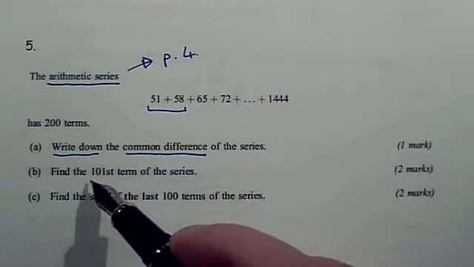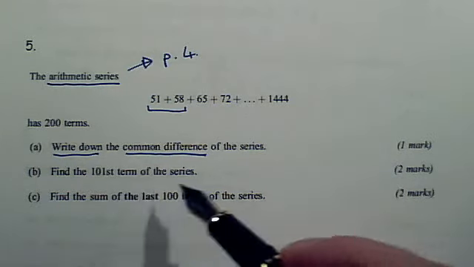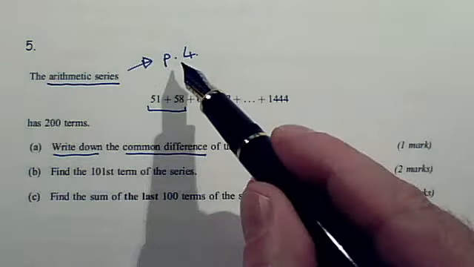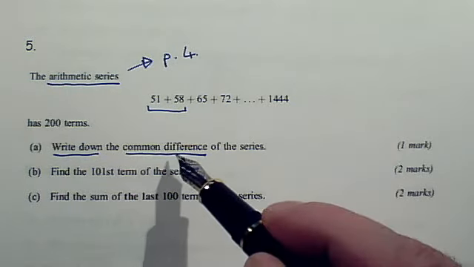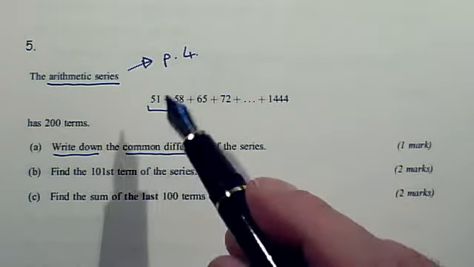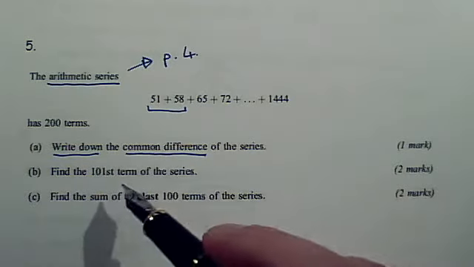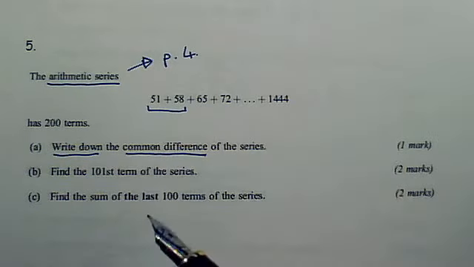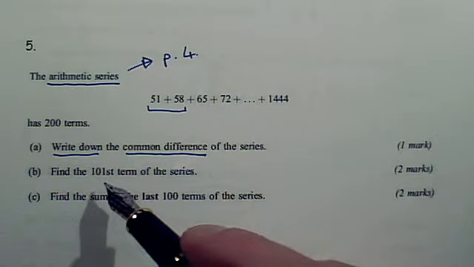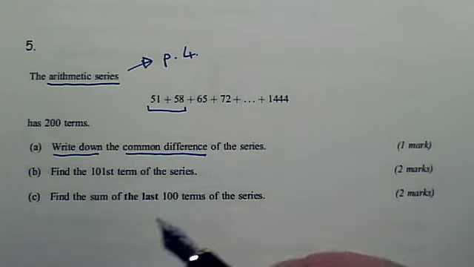In order to find the 101st term of the series, well, you'll be using a formula from page 4. You will need this common difference you've worked out. You will also need the first term, and then it's just a question of selecting the correct formula from page 4, putting the values in, and out will pop the 101st term.